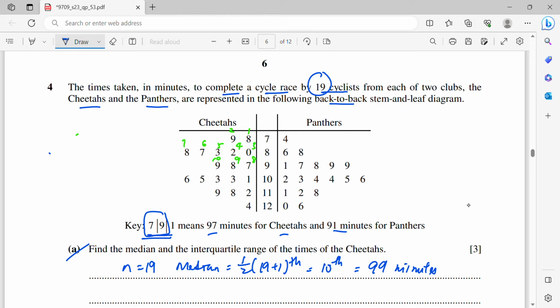Okay, and for interquartile range we need to get Q1 and Q3. So Q1 is 1 over 4 of the total. So 19 plus 1 is 20. 20 divided by 4 is 5. The number 5 value. So by referring to the labeling, I will get 83 because that is the number 5. So 83 minutes.